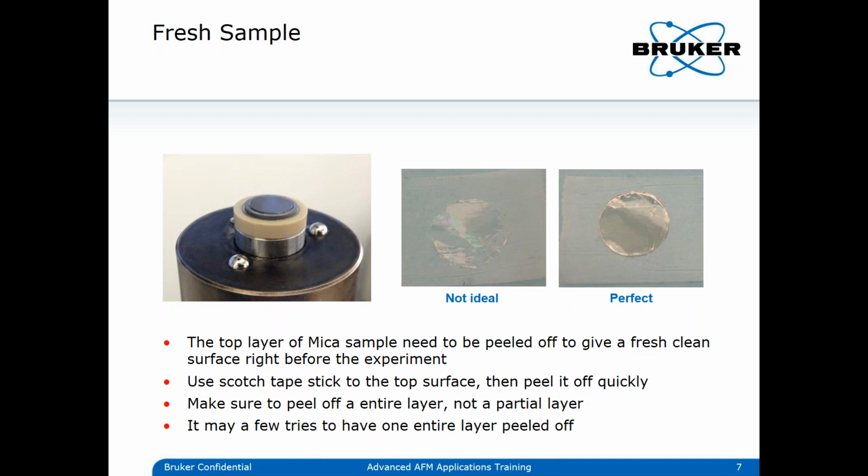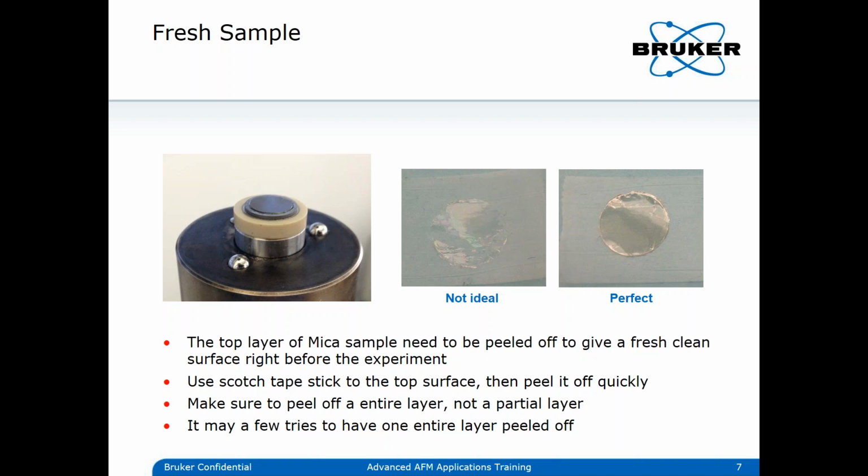You should have a look at the layer you removed. It should be a complete layer. You can see it here where it says perfect, so it should be a complete layer which is removed, not only a partial layer, because then you still have some dirt on your surface and might run into problems if you're scanning in this area. Sometimes it helps to peel it off a couple of times.